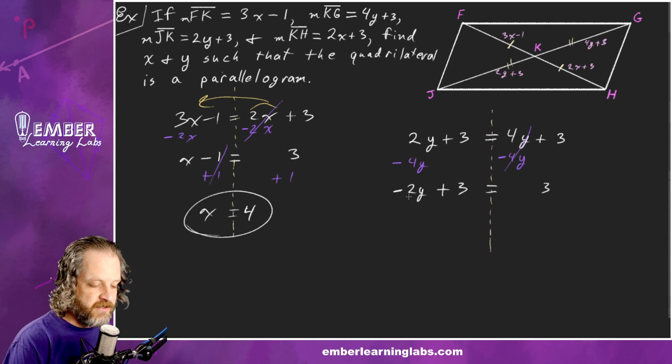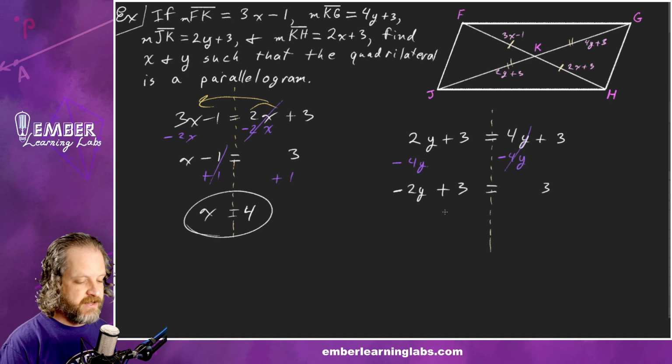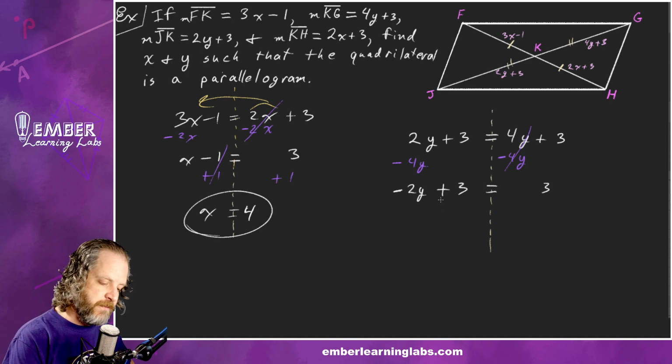We've got 2 things attached to the y. Now we can get rid of this negative 2 or this 3, right? It's usually easier to get rid of the addition and subtraction stuff first. So that's what we're going to do. So this is added. We've got to do the opposite. Opposite of adding is subtracting.